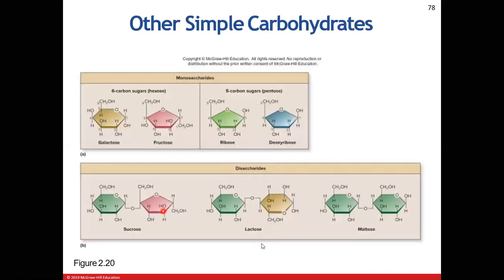Here are some of our simple sugars. You can see the monosaccharides. These are 6-carbon sugars. Here's galactose and here's fructose. Here's our 5-carbon sugars, ribose and deoxyribose. And then here's our disaccharides. Example of sucrose, lactose, and maltose. So all just examples of that.